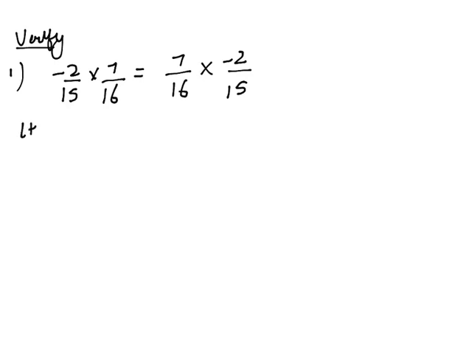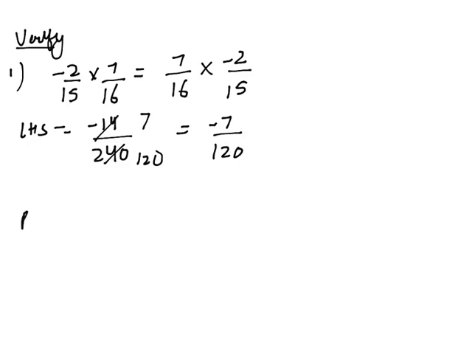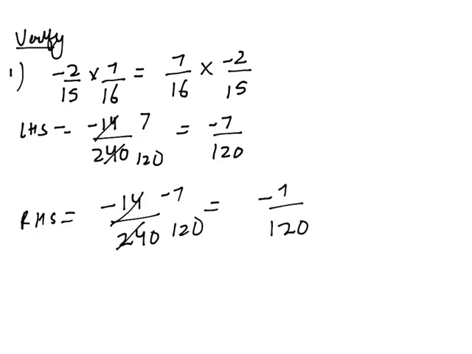So here let's start with the left hand side. On the left hand side, minus 2 times 7 will be minus 14 and 15 times 16 will give us 240. Now we can change it into the standard form. Here we will get minus 7, here we will get 120. So our answer is minus 7 by 120. On the right hand side we have 7 times minus 2, again minus 14, and 16 times 15 will give us 240 only. We can change it into the standard form. Here we will get minus 7 by 120. So it means both the sides are equal. So we verify that the left hand side and right hand side are equal.